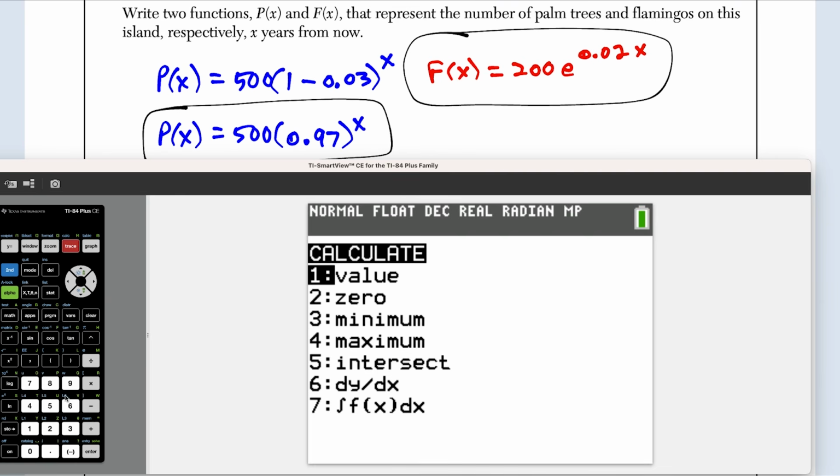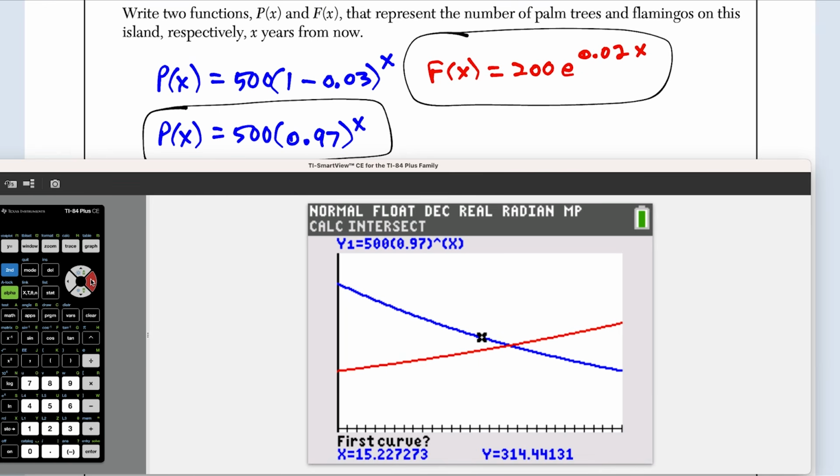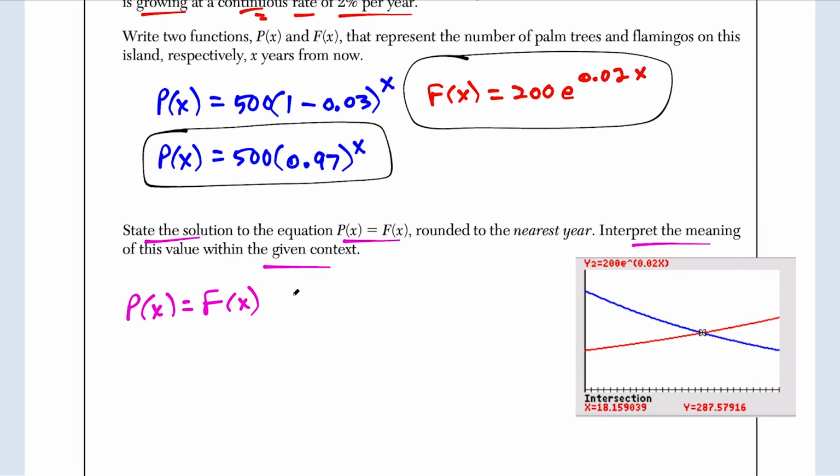So we press second trace number 5, and we go right up to the point of intersection here and just press enter 3 times. So we have enter, enter, enter, and it gives us the solution we need. So now we just record our answer, p of x equals f of x when x is equal to 18. And we're rounding to 18 because they told us to round to the nearest year. And if we look at the ones place here, we have an 8, and to the right is a 1, so we're rounding down to 18.